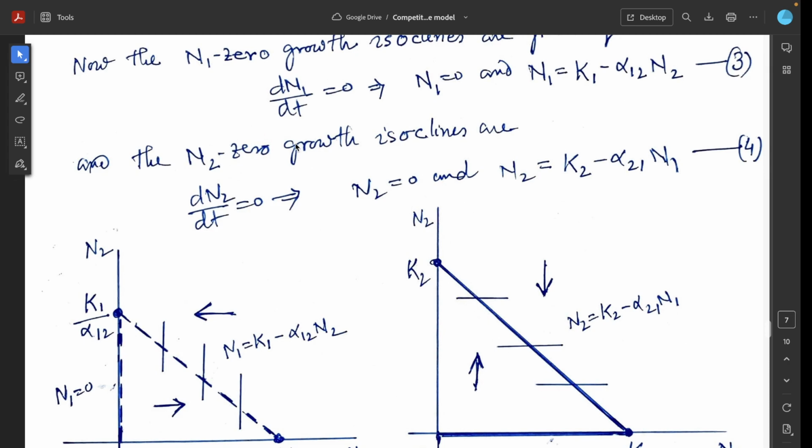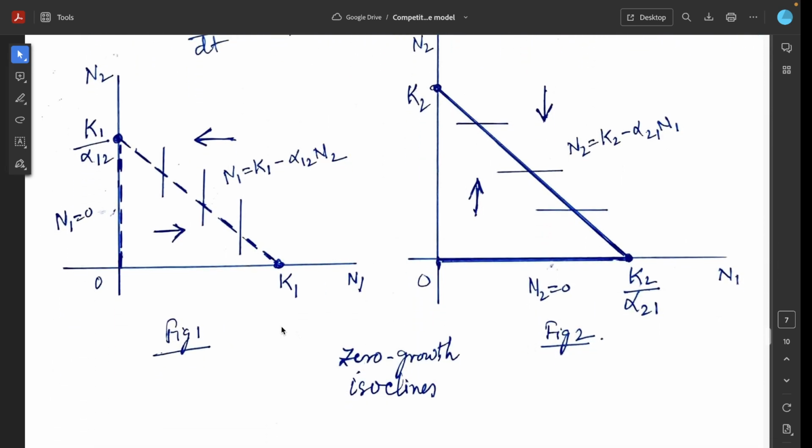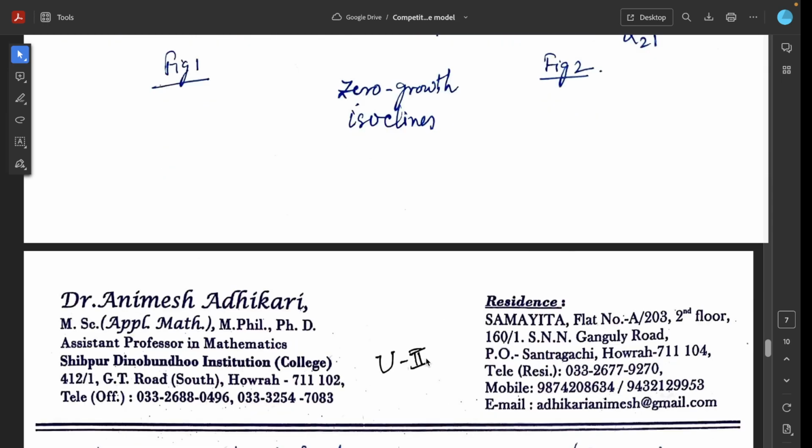So here N2 growth is 0. The N2 zero growth isocline means the isocline is horizontal. The movement on a point on this line is horizontal, to the right side or left side. So we get these zero growth isoclines here.